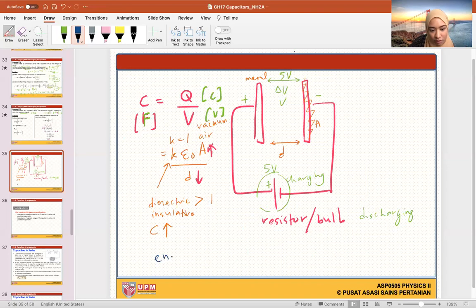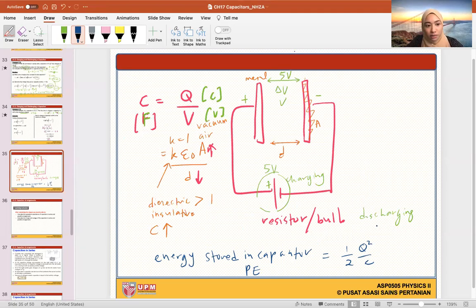Okay, so energy stored in the capacitor is equal to, energy is in joules, you know this already, I've told you this a thousand times. So it should be equal to 1/2 Q squared over C. This is also known as the PE, potential electric energy, electric potential energy of the capacitor.